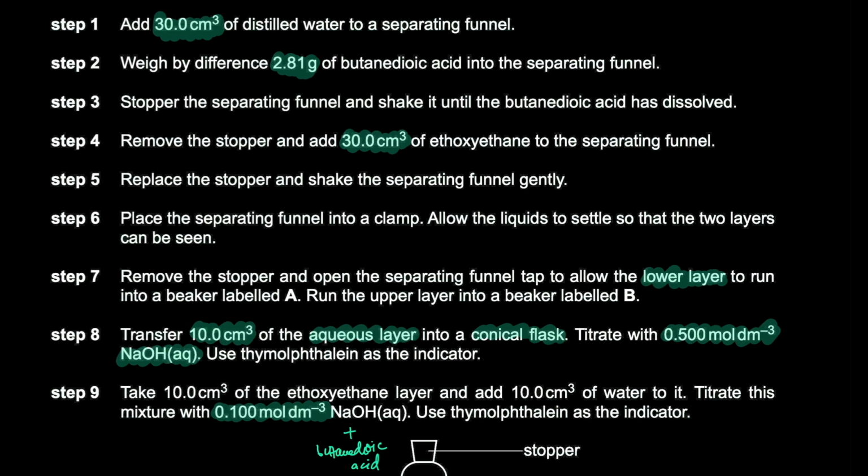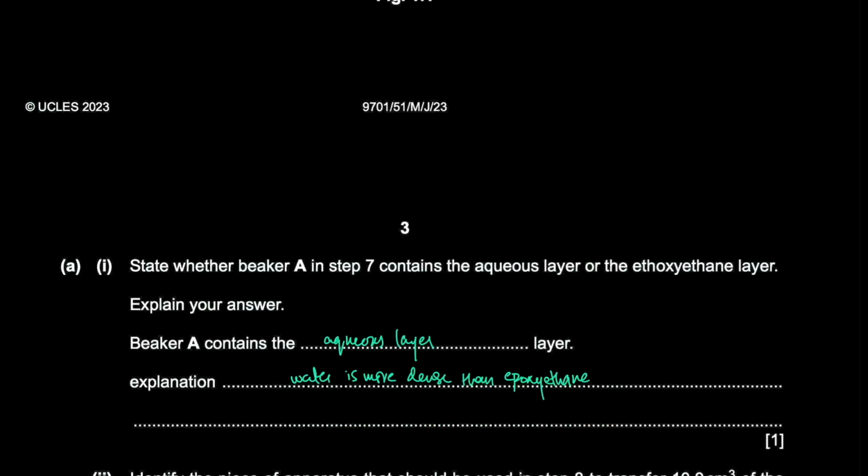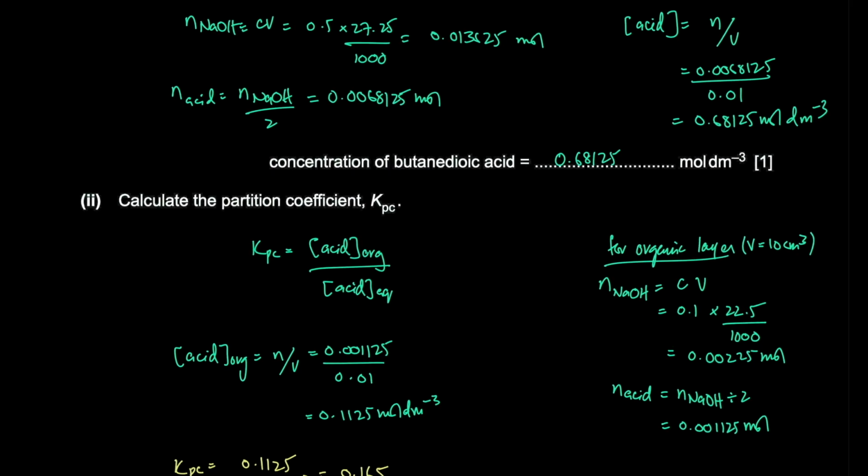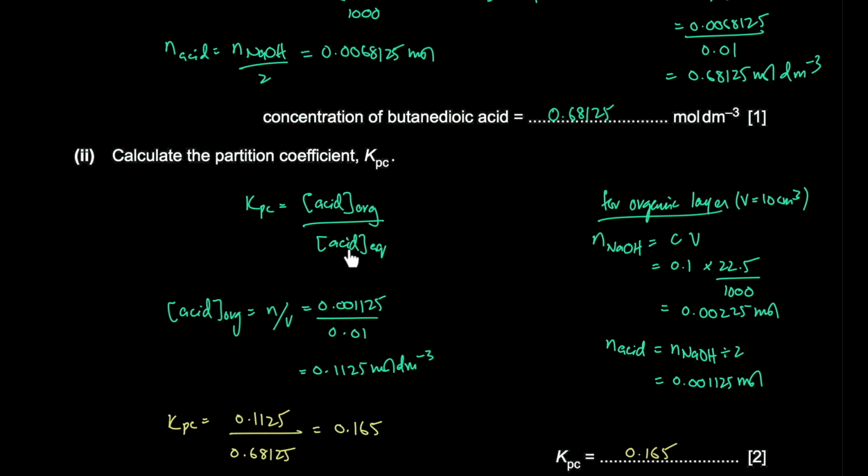Now, if you don't shake the funnel, that means that not all the butanedioic acid that's supposed to move into the ethoxyethane layer moves into the ethoxyethane layer. Because for the partition coefficient, equilibrium has to be attained. The reason we're shaking the separating funnel is to ensure that equilibrium has been achieved. If you don't shake it, it'll take longer to get to equilibrium. That means that some of the butanedioic acid will remain in the water that was supposed to go to the ethoxyethane. In other words, there will be more butanedioic acid in water, which means that your partition coefficient will be smaller.